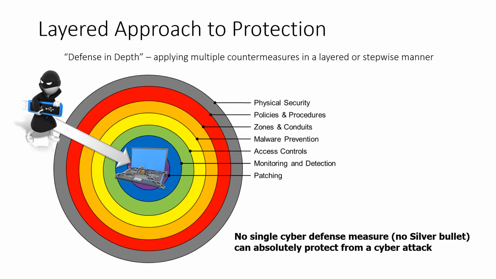How do we protect against this? We could use a layered approach to protection. There is no single cyber defense measure. There's no silver bullet that can absolutely protect from a cyber attack. We want to look at our different layers, and these are not prescriptive layers. They're just put here for discussion. The perfect circles in the real world, it won't be a perfect circle. You may have more emphasis in one area than the other, depending on your business. But we have to have some type of provision. We have to have the physical security, the policies and procedures, malware prevention, access controls, monitoring, detection, patching. User training is required by the policies and procedures.